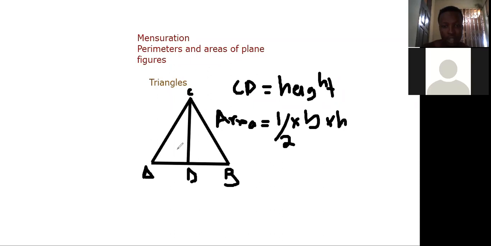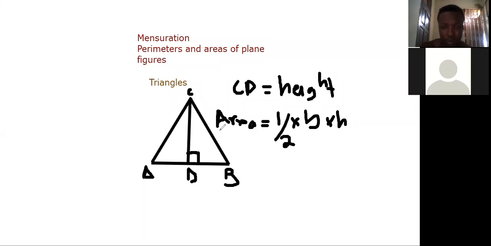And when it divides, this is called the line of symmetry. If this line of symmetry is drawn through this, it divides the triangle into two, and it makes an angle of 90 degrees with the horizontal because it bisects it. So area is equal to half base times height.